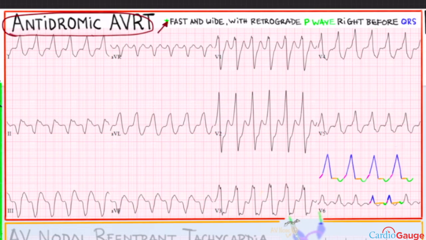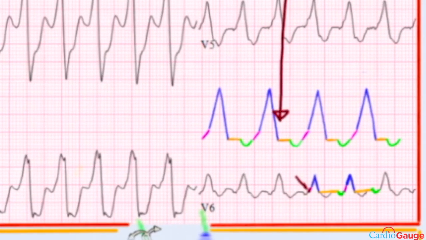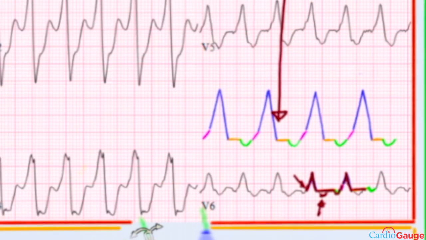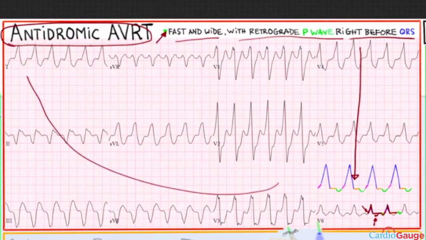So we're looking at something fast and wide with a retrograde P wave, typically right before the QRS. Not always, but typically. Let's look down here. Here, the bypass tract leads into the ventricle, depolarizes. The ventricles depolarize. This is a T wave here, I'm ignoring this. Then there's a PR interval, then a retrograde P wave, bypass tract, QRS, PR interval. So generally, you're seeing P waves right before the QRS. That's Antidromic AVRT.